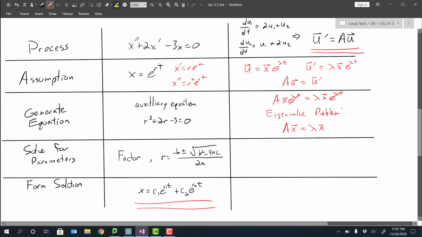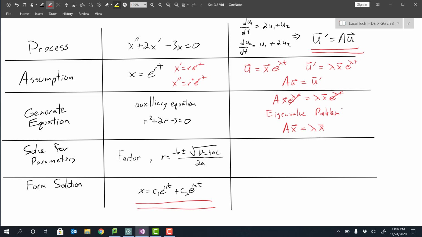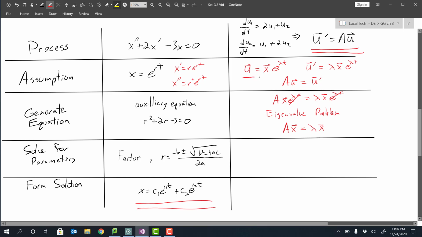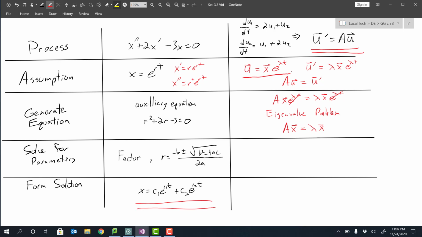So in our column 2, for a higher order differential equation, we made our assumption that our solution looked like e to the rt, and the result was a polynomial that we could then solve to find our parameters. In a system, we make our assumption that u is equal to some vector times e to the lambda t, and our assumption leads us to the eigenvalue problem. So if we can find the eigenvalues and vectors of the matrix A, we will then know the parameters we need to solve our problem.